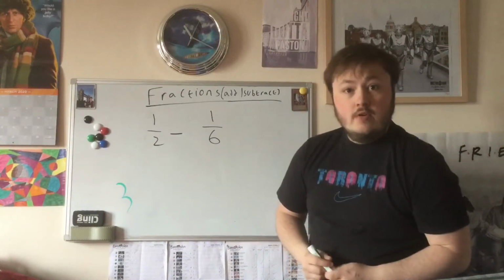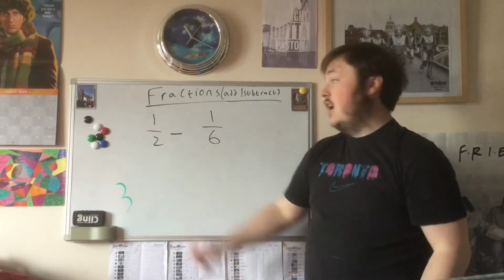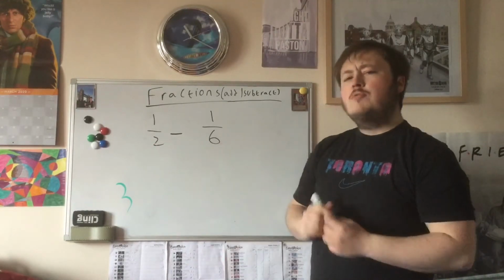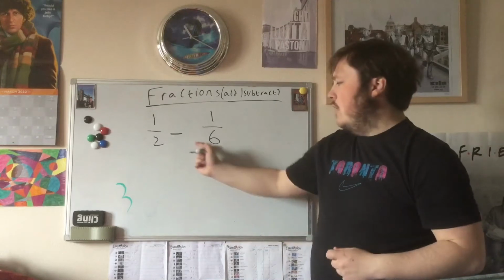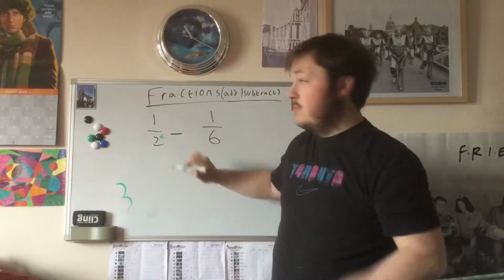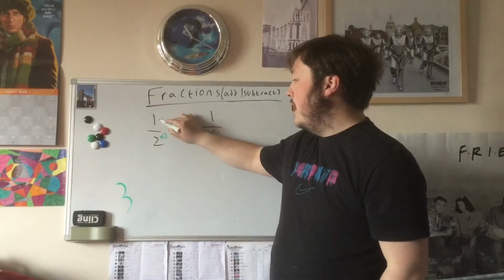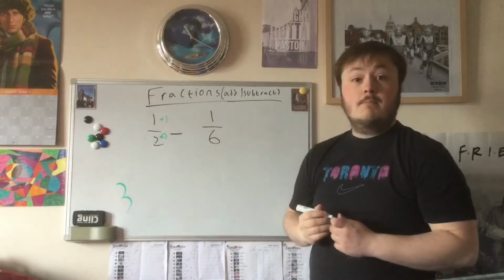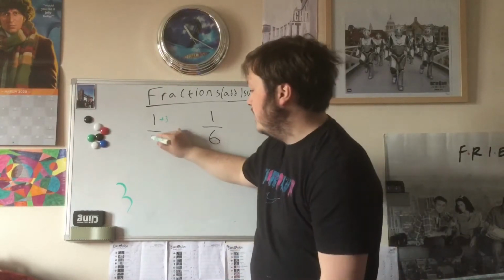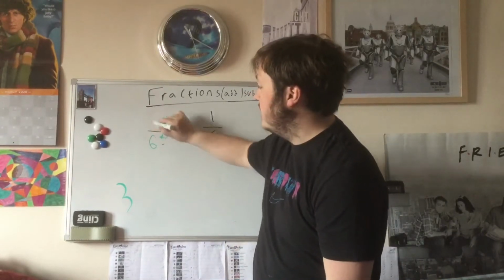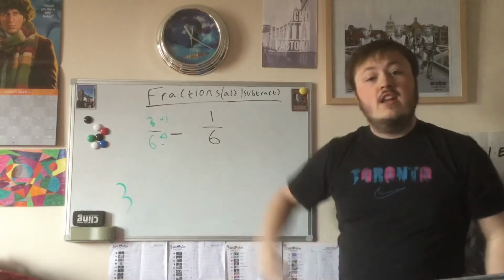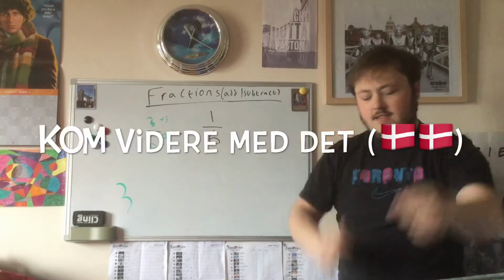Do you remember what we do when we do these? We ask ourselves, are the denominators the same? No. How do we make them the same? Well, we can turn this 2 into a 6 by timesing our denominator, the bottom number, by 3. But we have to also times our numerator, our top number, by 3. So 2 times 3 gets us 6. 1 times 3 gets us 3. Now our denominators are the same, so we can get on with it.